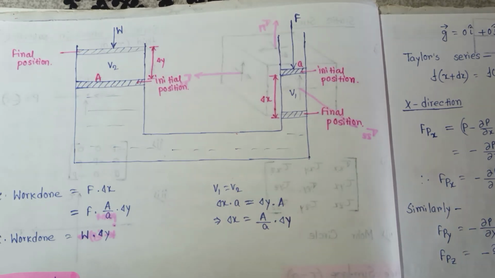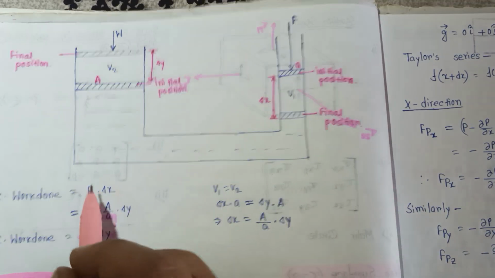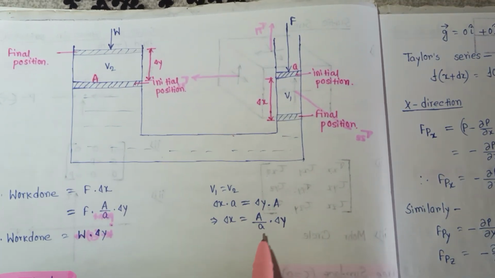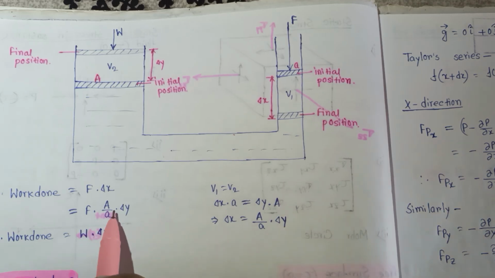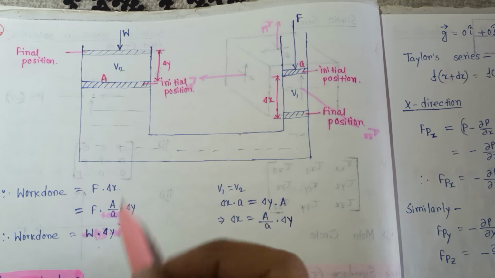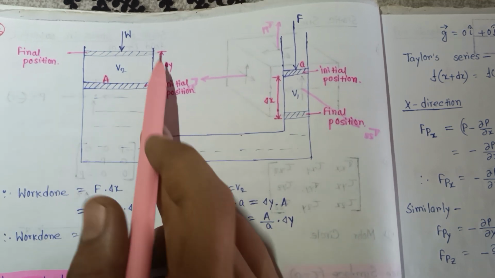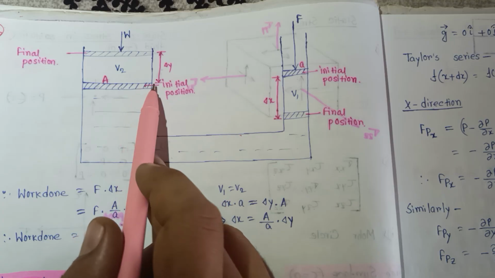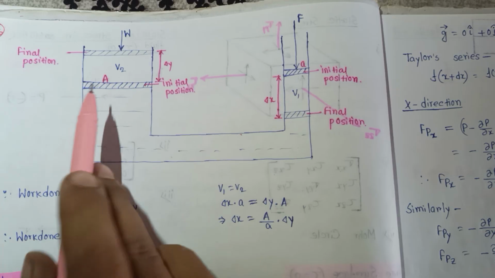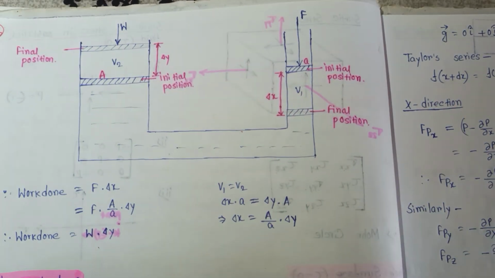If you want to calculate the work done for this case, it is F into delta x. What is the value of delta x? That is A2 by A1 into delta y. So F into A2 by A1 into delta y. And the work done for the ram is W into delta y, where delta y is the displacement from the initial position to the final position at the ram location, and delta x at the plunger location. So this is my handwritten notes. You can download it from the description. Thank you.